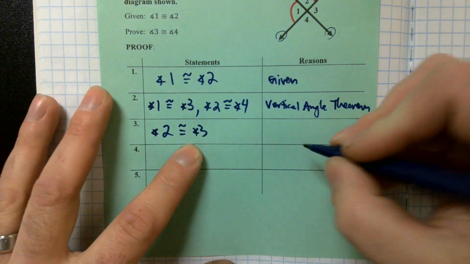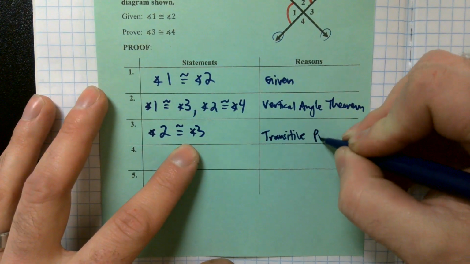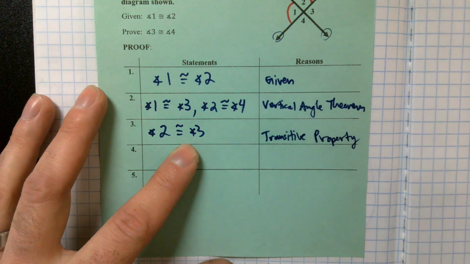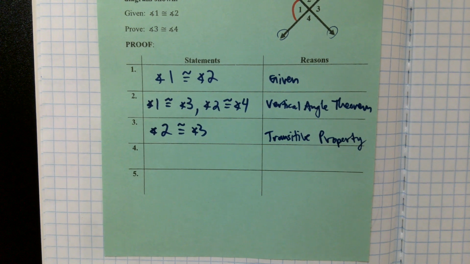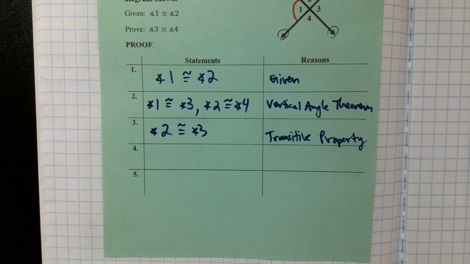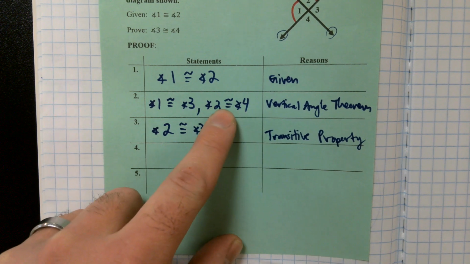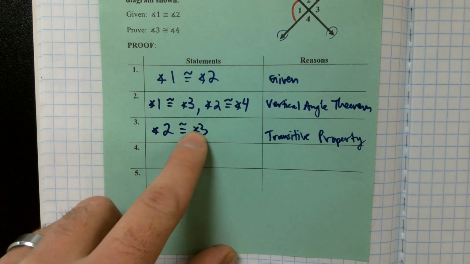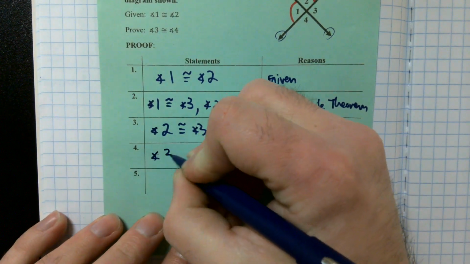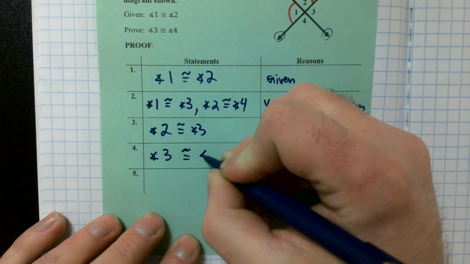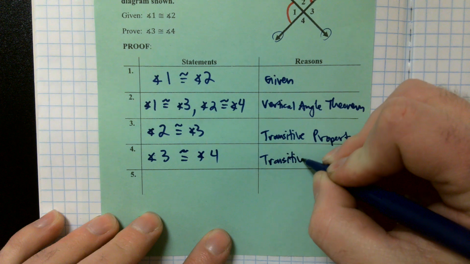Angle 3. What is that called? Transitive property. Everybody see how we made that leap? Well, I also know that 2 is congruent to 4. So if 2 is congruent to 4 and 2 is congruent to 3, angle 3 is congruent to angle 4. Once again by the transitive property.